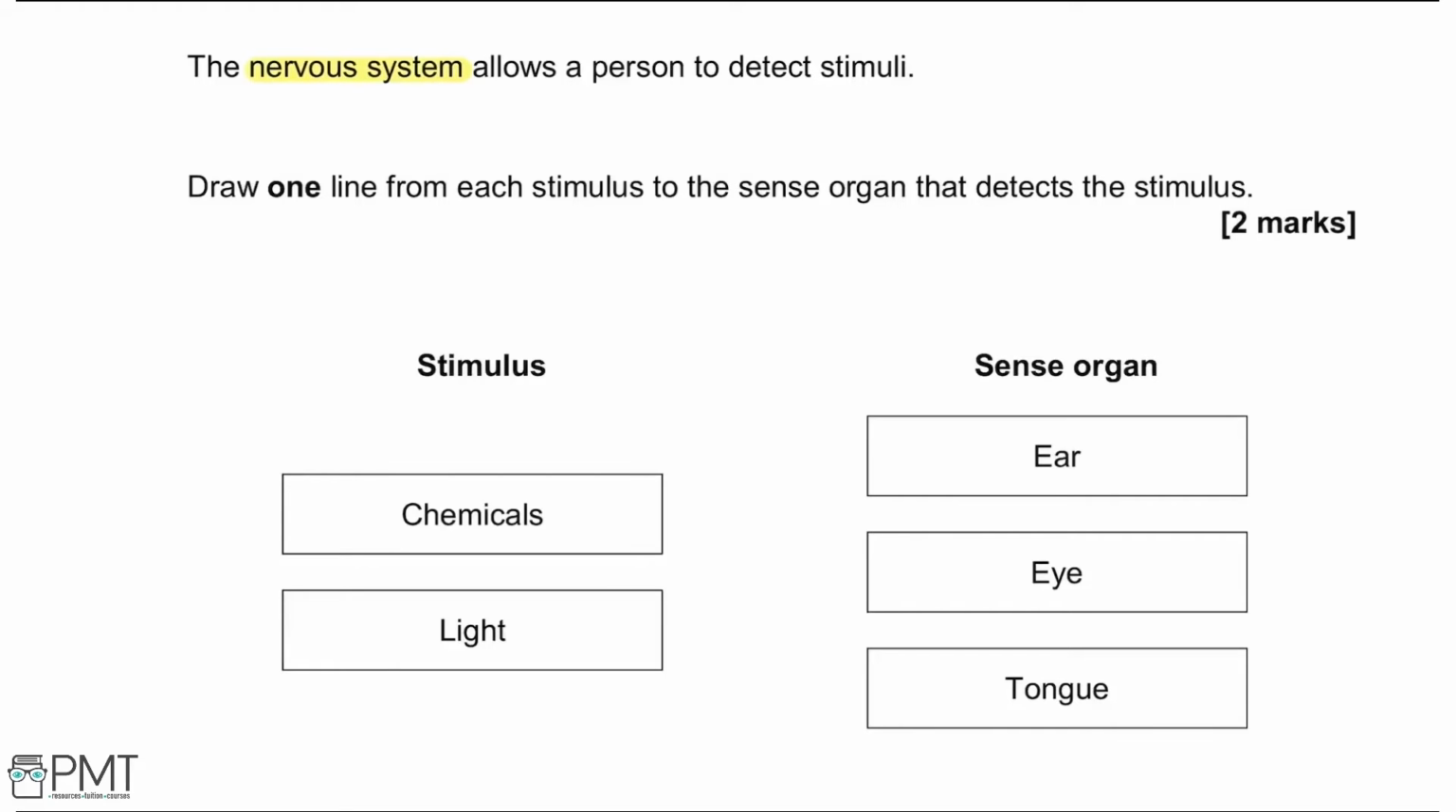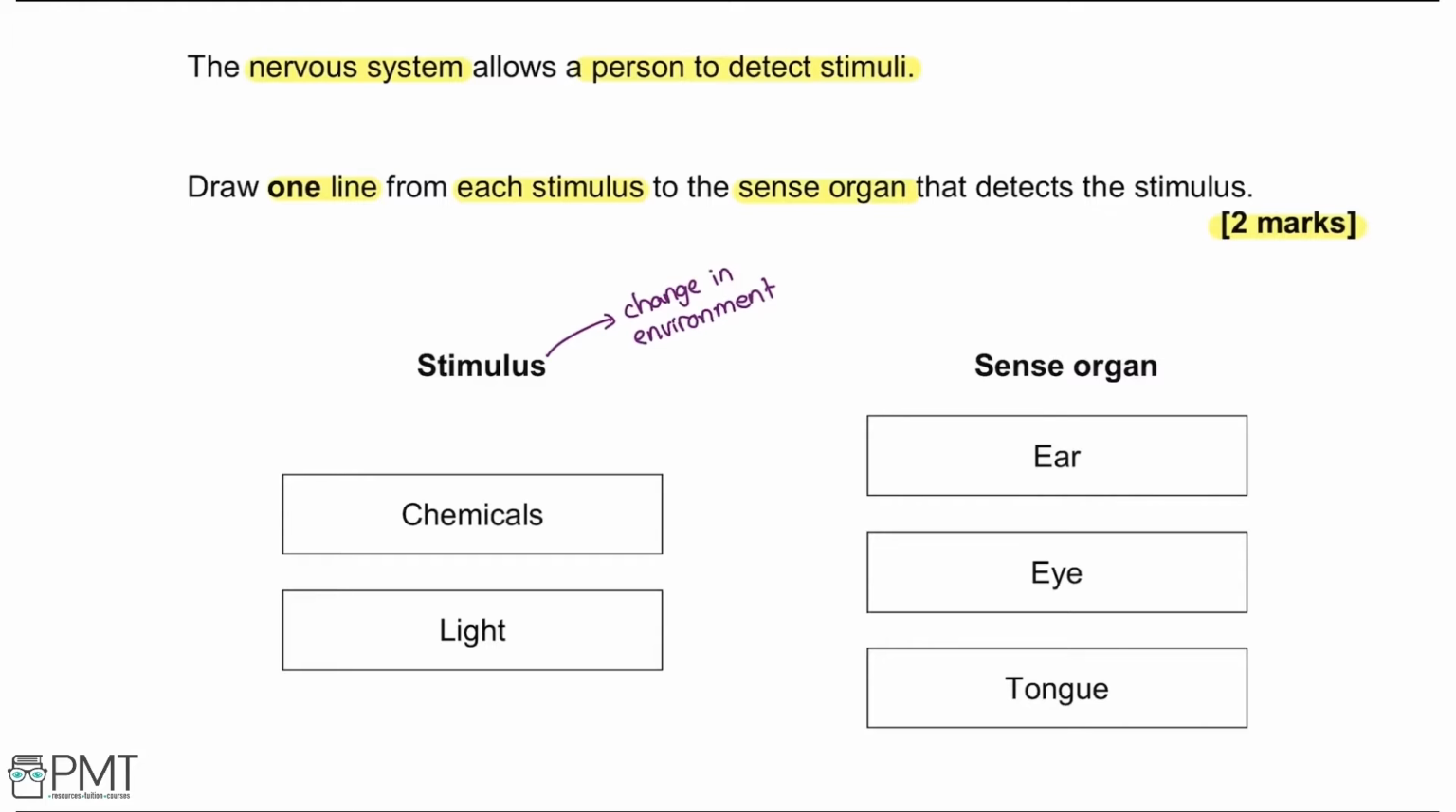The nervous system allows a person to detect stimuli. Draw one line from each stimulus to the sense organ that detects the stimulus, and this question is worth 2 marks. First of all, make sure you understand what is meant by stimulus. This is a change in the environment.